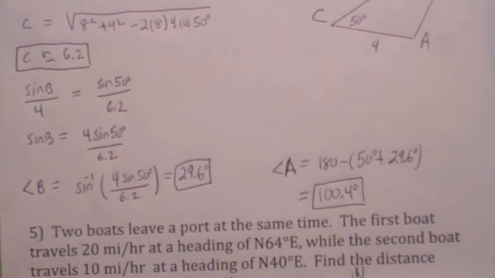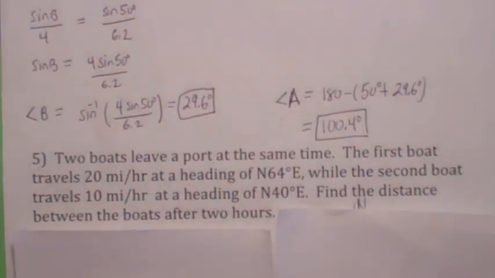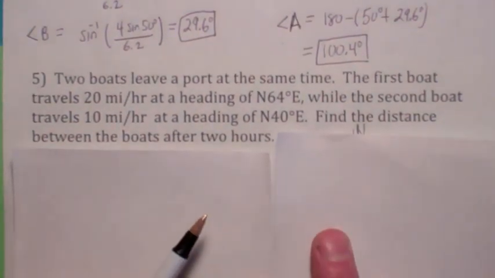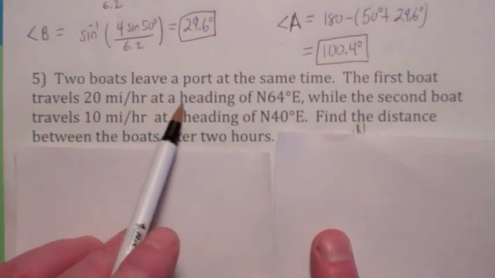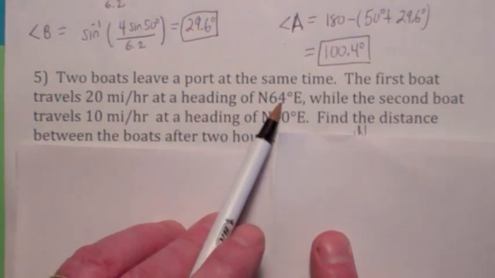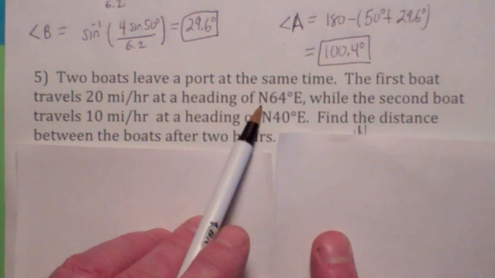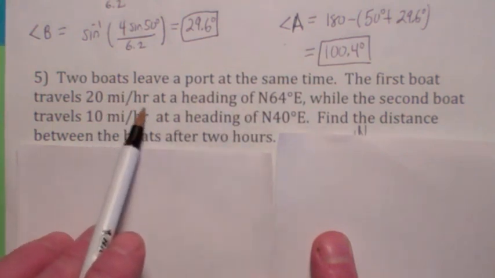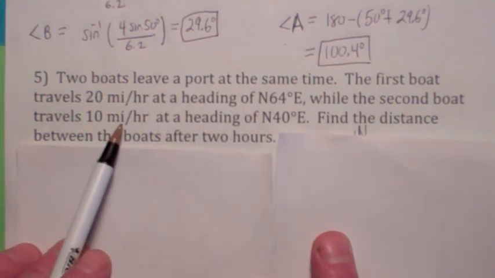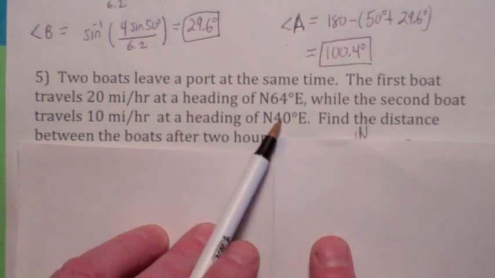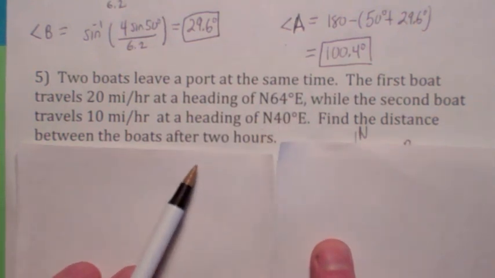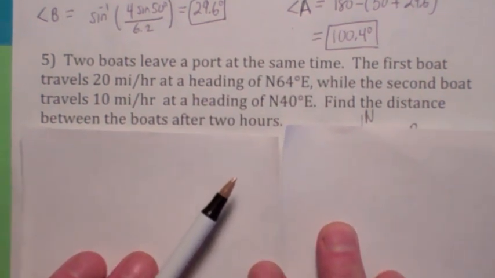Okay, let's do an application problem. Two boats leave port at the same time. The first boat travels 20 miles per hour at this heading. This is called 64 degrees east of north, okay? The second boat travels 10 miles per hour, and this heading would be called 40 degrees east of north. Find the distance between the boats after 2 hours.